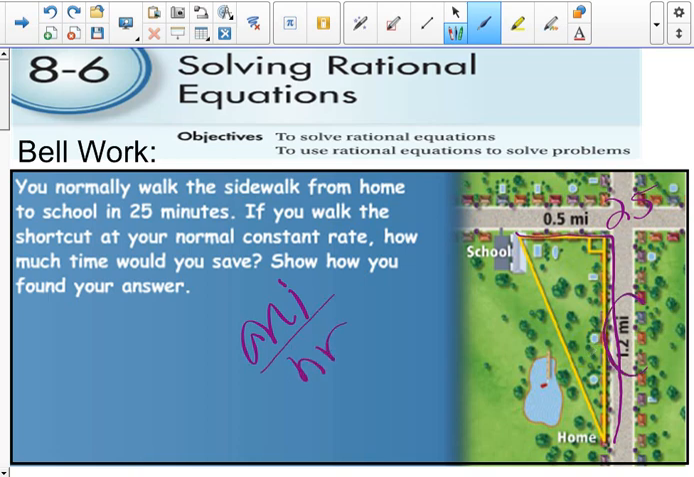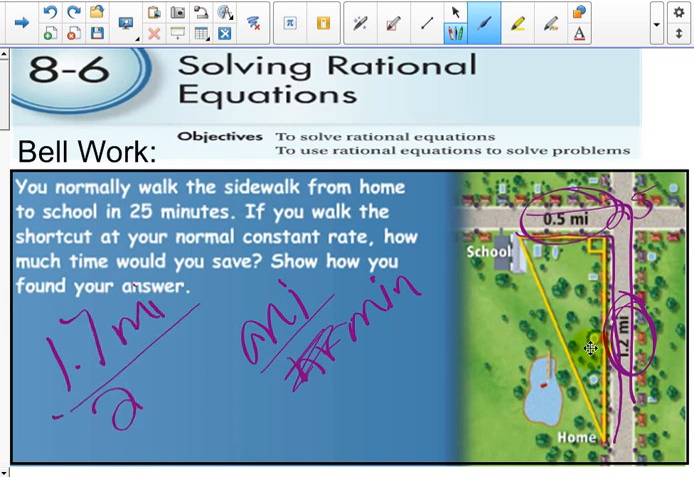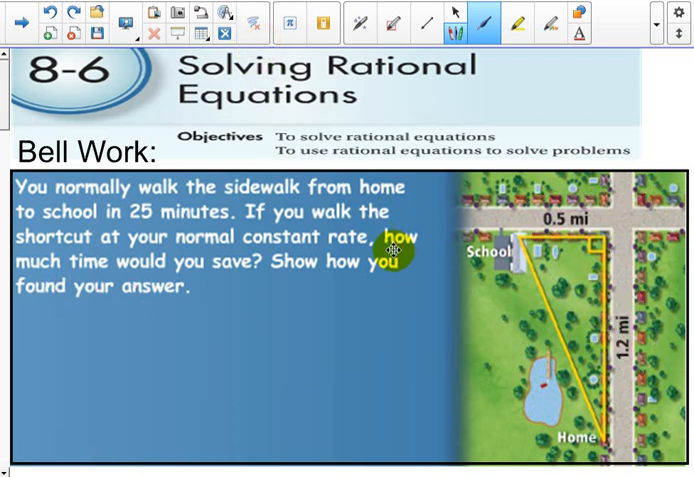Or miles per minute. We could do that too, right? Because it says 25 minutes. So if I walk 1.2 plus 0.5, I'm walking a total of 1.7 miles in 25 minutes. So we could get an average speed by dividing 1.7 divided by 25, and we could get miles per minute. How far are they walking per minute?